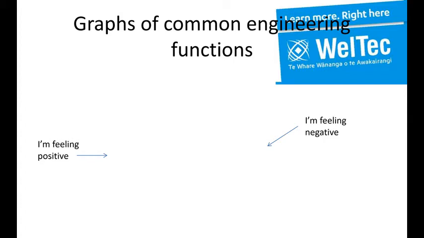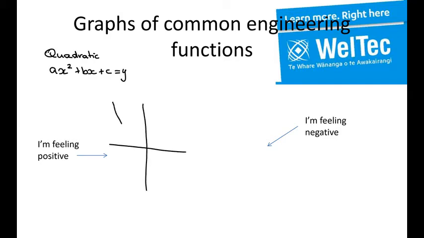If we're looking at a quadratic, then we've got two choices. Remember, a quadratic is something that looks like ax squared plus bx plus c is equal to y or z or something. We can either have a positively shaped parabola, it doesn't need to go through the origin, or we can have a negatively shaped one.